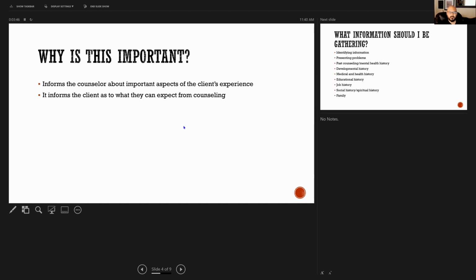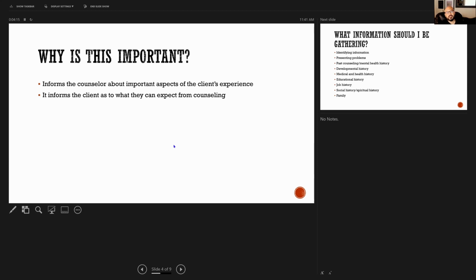If you've got all that information beforehand, you'll go into the next session a whole lot more prepared to work with the client. It also informs the client as to what they can expect from counseling. A lot of times with the intake interview, some organizations also do their informed consent. The informed consent process is something we'll talk a lot about, because this tells the client what to expect from their work with you.